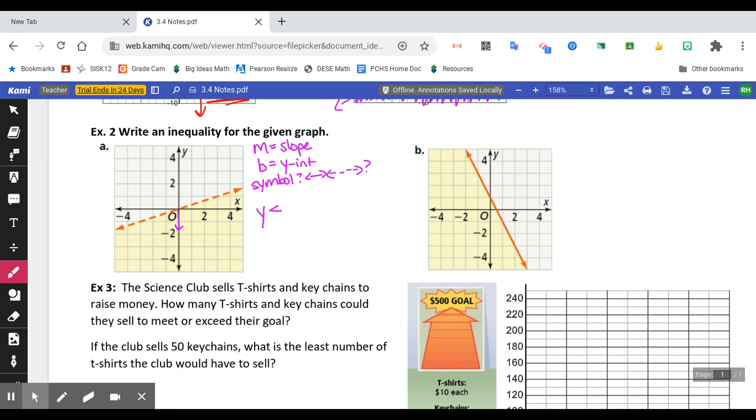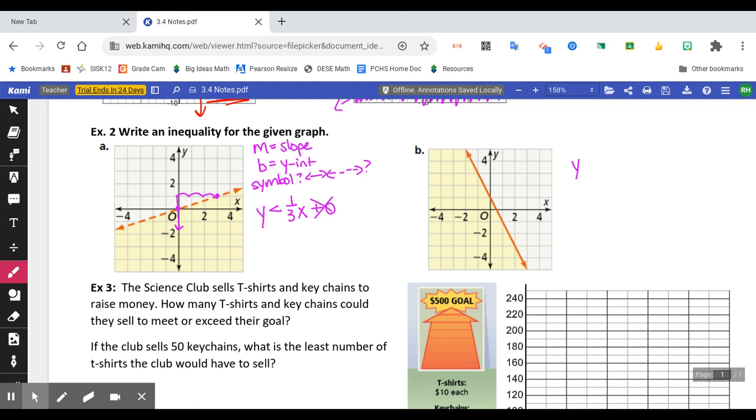My slope. Well, it starts here, and the next time it crosses is right here. So up 1 over 1, 2, 3. So 1/3 x, and it crosses at 0, so plus 0. And if you wanted to just leave that off, you could. Okay, let's do the next one.